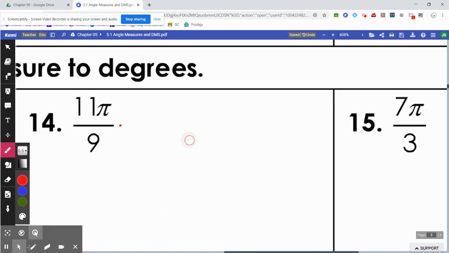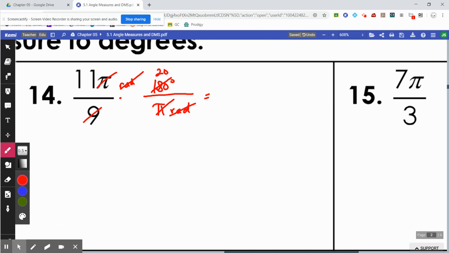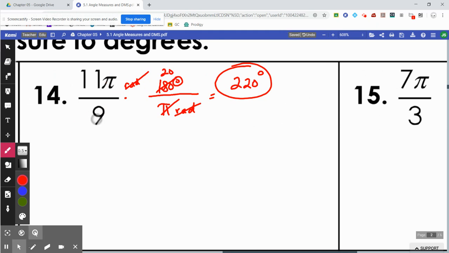Next one, because this is in radians, to change from radians to degrees, we're going to multiply by 180 degrees over pi radians, so that our radians cancel. Pi's also cancel. 9 and 180 leaves you with a 1 and a 20. On top you have 11 and a 20, which is 220, and you're left with your degree symbol, so 220 degrees. Number 15. Oh, and by the way, you could have just started with, much easier, scribble this out, put in 180 degrees, do 180 divided by 9, which is 20, so this is 11 times 20, same answer.